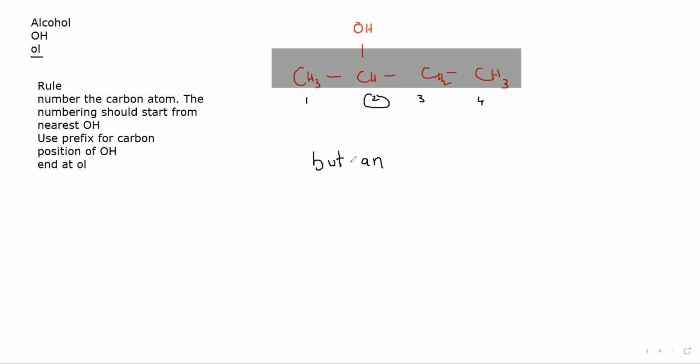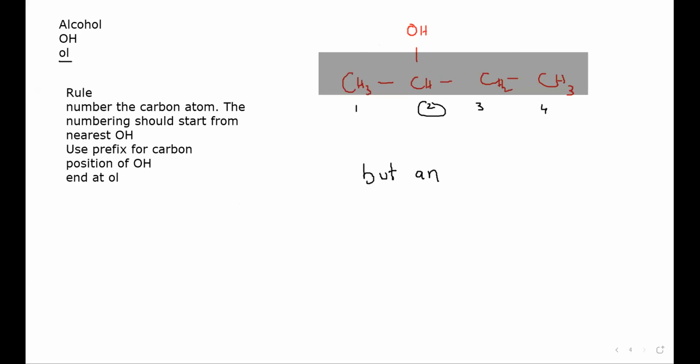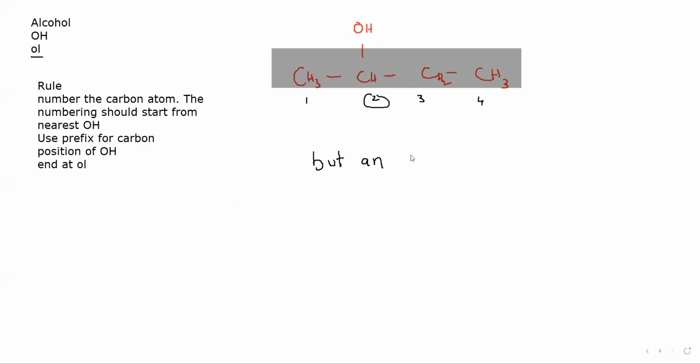Now, what is the position of the OH? It is the second position, so it is 2. And due to this OH, what we call that as OL. So what is the name of this compound? It is butan-2-ol.